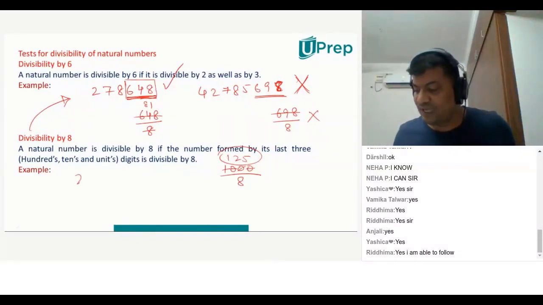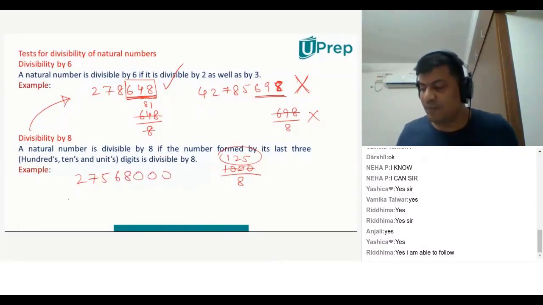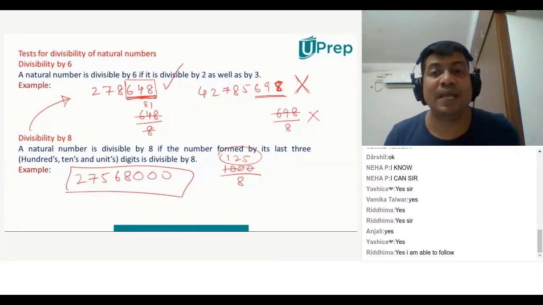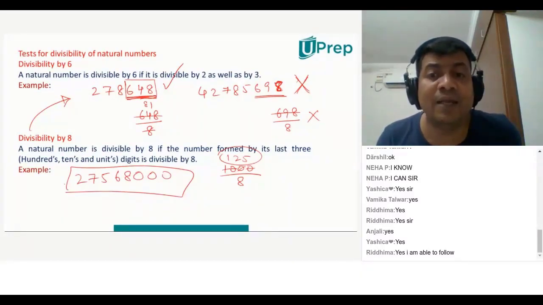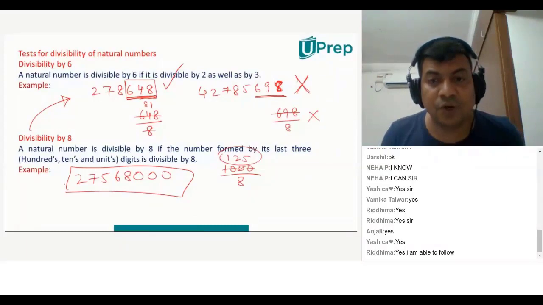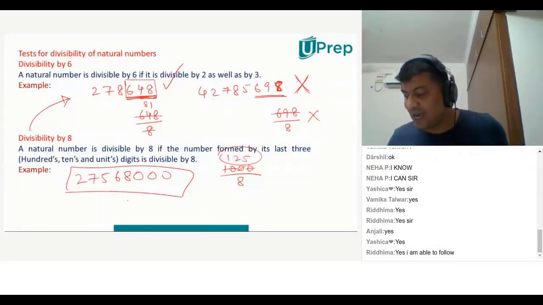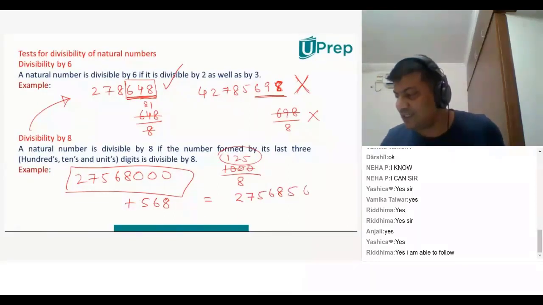So we have 2, 7, 5, 6, 8 thousands, so many thousands. This number, if someone asks you, is it divisible by 8? Yes, it is divisible by 8 because it's a multiple of 1,000. So now when this number is added with any 3 digits, say for example 568, the number is 275,568. So the last 3 digits are repeating here. You can see 568 are the last 3 digits.